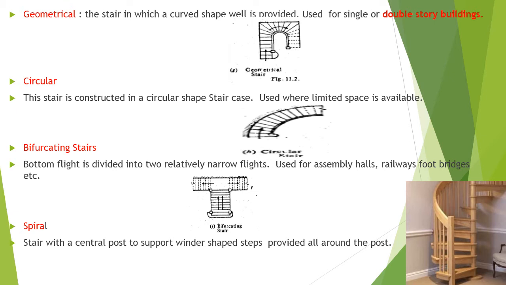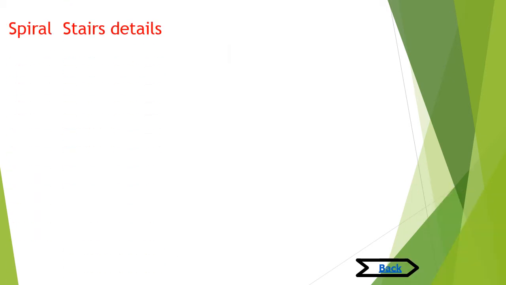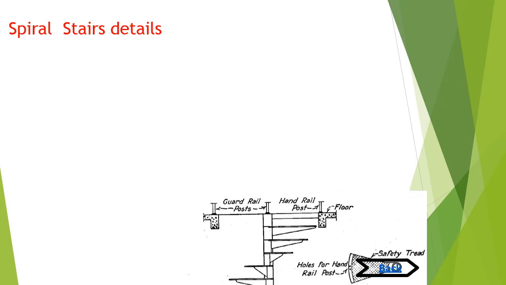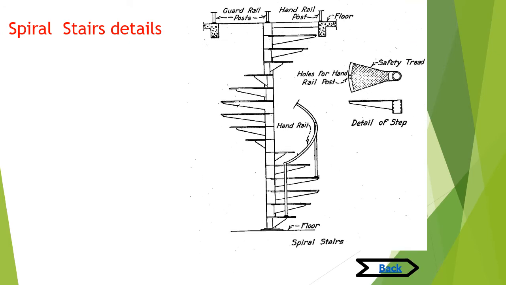Spiral. A stair with a central post to support winder-shaped steps provided at the post. This picture will explain how spiral staircases are constructed. Spiral staircase details. It consists of guardrail post, handrail post.